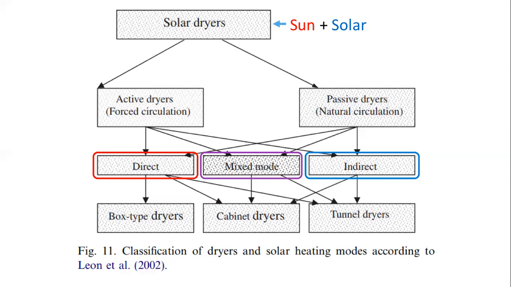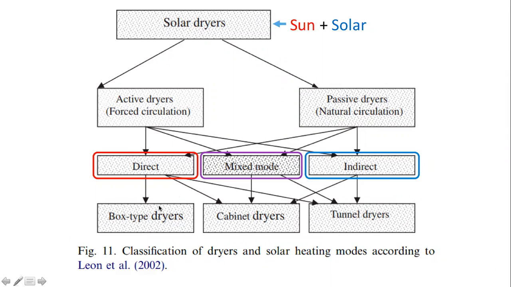So box type dryers are unique for active dryers, right? You can understand why that is, the reason also later. If it is a passive dryer, we basically use natural circulation. So we don't use fans. Therefore the shape is very important, tunnel shape, right?